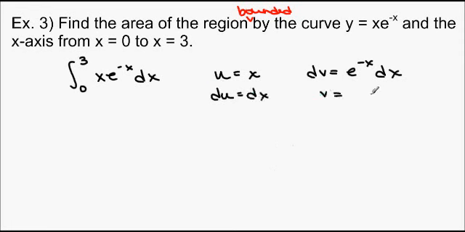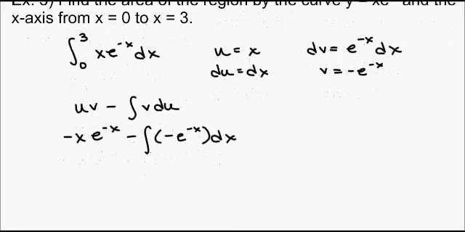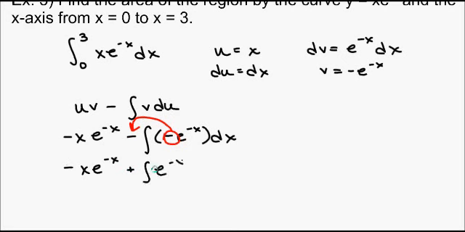From here I'm going to find du, which is just dx. And I'm going to integrate this to find v. So this is going to be negative e to the negative x. Now my integration by parts formula is uv minus the integral of v du. So I have x times negative e to the negative x minus the integral of negative e to the negative x dx. And I can move that negative out. So I have negative x e to the negative x plus the integral of e to the negative x dx.